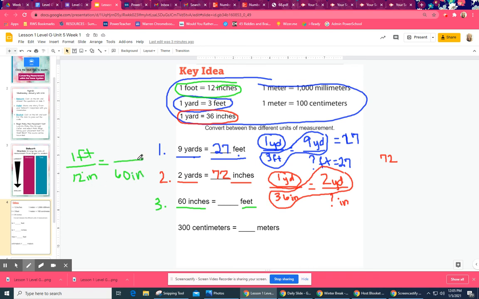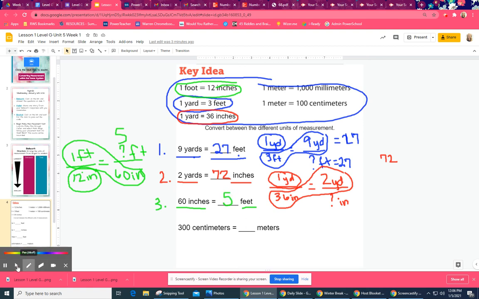All right, so whenever, oops, let me finish. Got to find how many feet we're missing. So multiply diagonal. In this case, it's going to be 1 times 60, which is super easy. It's just 60. Then I'll always divide by the third number. So 60 divided by 12 equals 5. So 60 inches equals 5 feet.